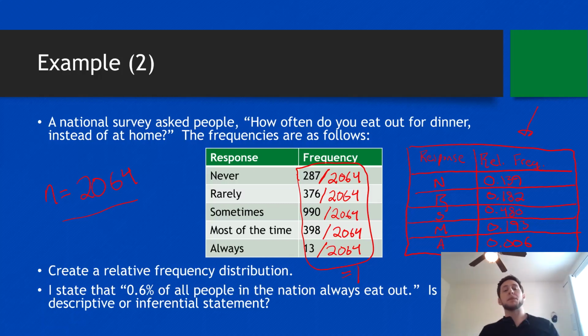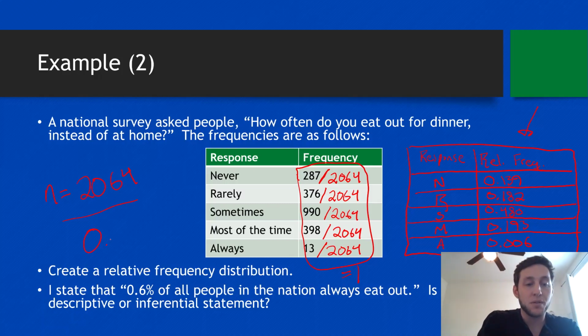Now, just as something that we can find here. If I look over at the relative frequency distribution, I could tell you now that 18.2% of individuals voted rarely. Formerly, I could only tell you that 376 individuals did. As far as the always population, I could tell you that 0.6% of individuals voted for always. And remember, that's because we take the decimal 0.006 to convert it back to a percentage, move the decimal twice, giving you 0.6%.